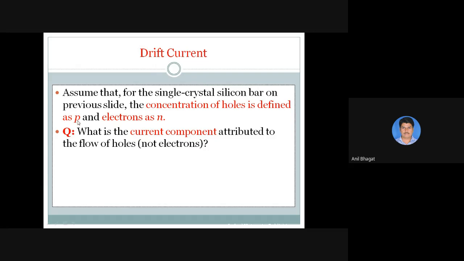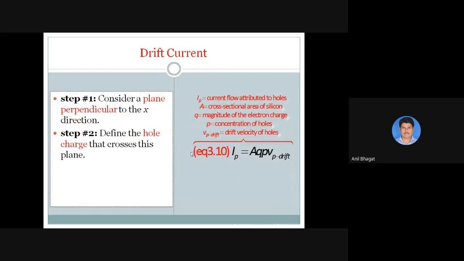Assume that for the single crystal silicon bar on the previous slide, the concentration of holes is defined as P and of electrons as N. What is the current component attributable to the flow of holes, not electrons? This is very important. Consider a plane perpendicular to the x direction. Define the hole charge that crosses this plane, and you know the formula for IP, the current flowing through the device due to the flow of holes, is equal to A Q P VP.